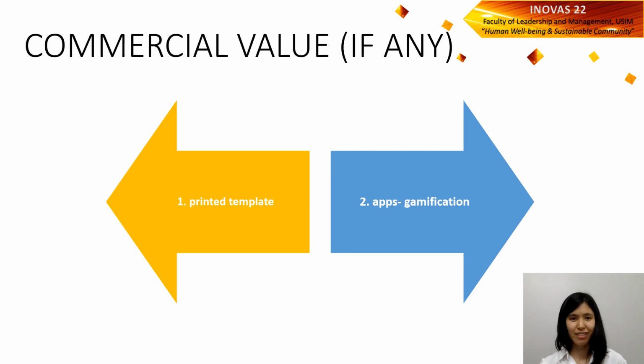To this, our group thinks that our innovation Jolly Card Sentences has commercial value, which we can sell as a customized printed template, and make it into a gamification app to allow pupils to have more opportunities to practice the SVO sentence order anytime, anywhere.